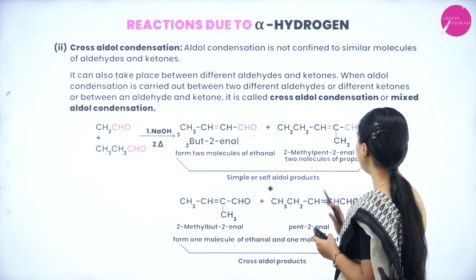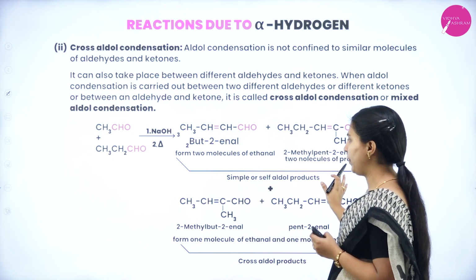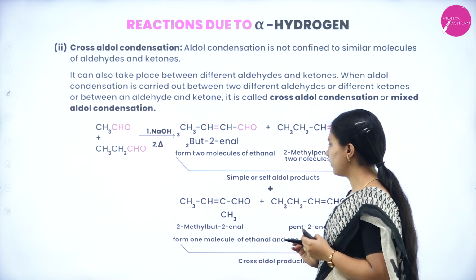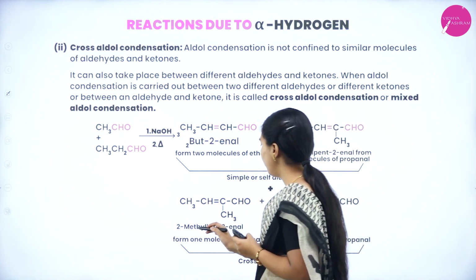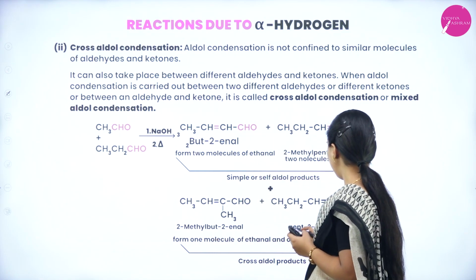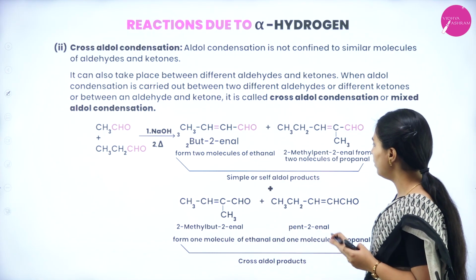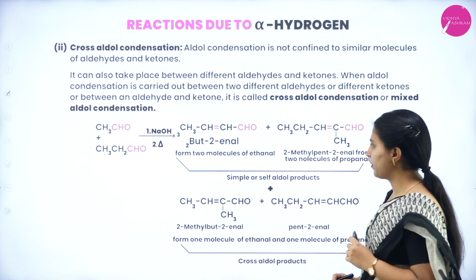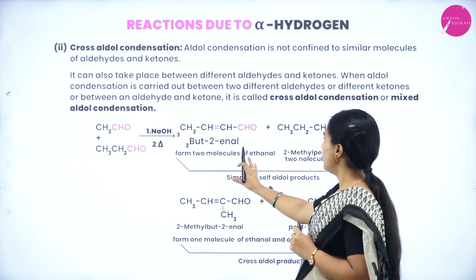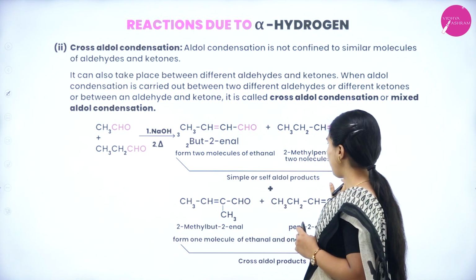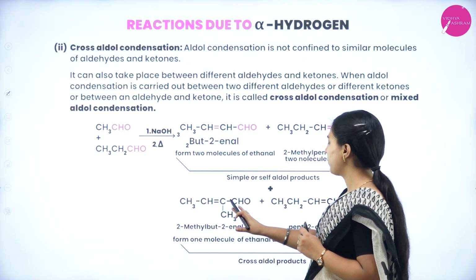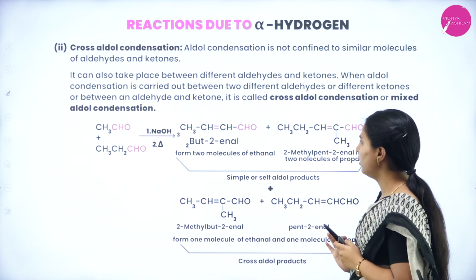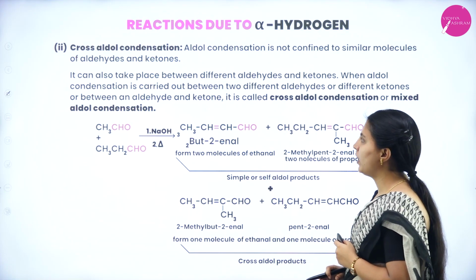Here, 2-methyl, 2 molecules of propanol. Okay, this is simple, and self-aldol products. And it will form 1 molecule of ethanol and 1 molecule of propanol also. So, cross-aldol products also you may observe. Okay, this is ethanol and propanol will be formed, and here ethanol and 1 molecule of propanol. This is cross-aldol products can be observed.